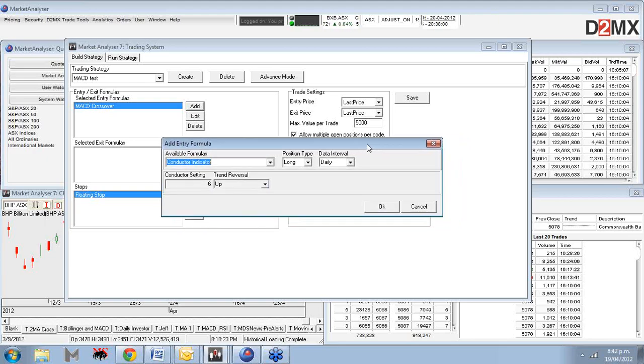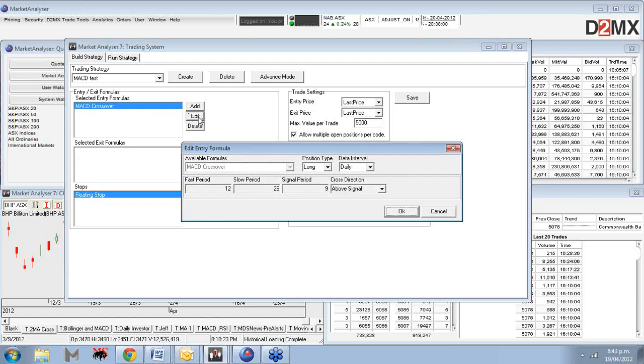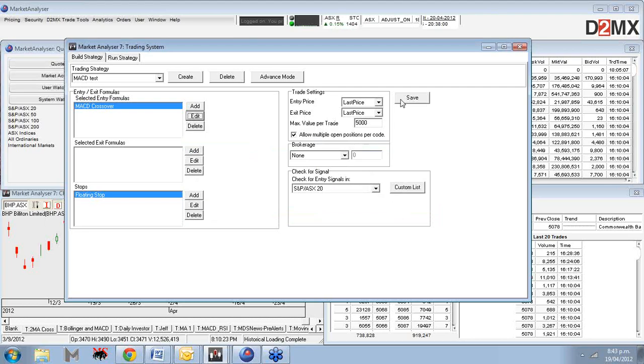Okay, well let's just have a look at that. We can test that answer. So the MACD crossover, we'll just edit it and come in here. Instead of going long, we'll go short. So when we get that cross above, we'll go short on the signal. Tell it OK. We'll stick with the floating stop for now. Click Save and run the strategy.